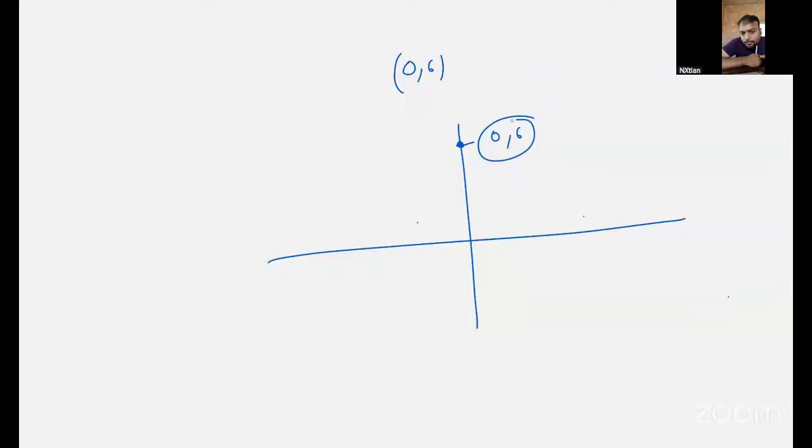No. Okay, can you say it again? See, if 0 comma 6 is there, so first, whatever is written first, it is x, and the second one is y. Got it? So on x it's 0, on y it's 6. So this is the x-axis, so on x is 0, and then y is 6. So I went to this point, it becomes 0 comma 6. Got it? Yes, sir. Got it.